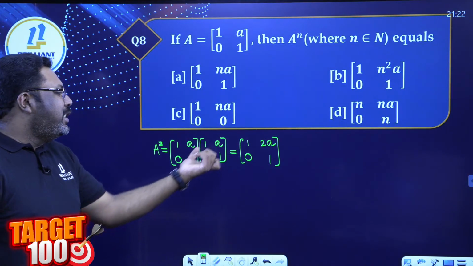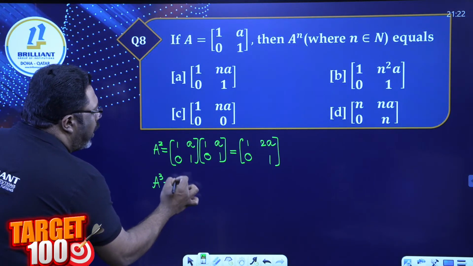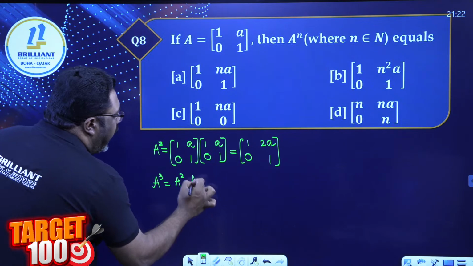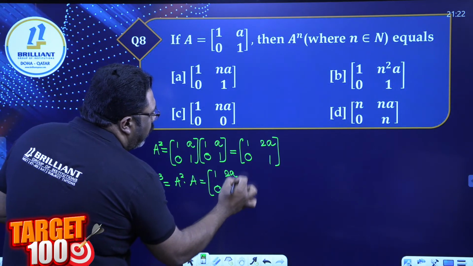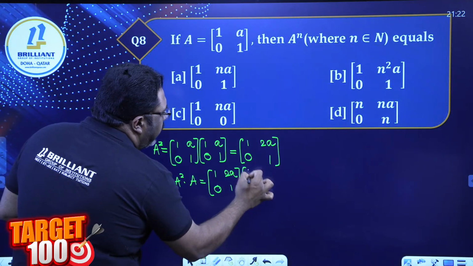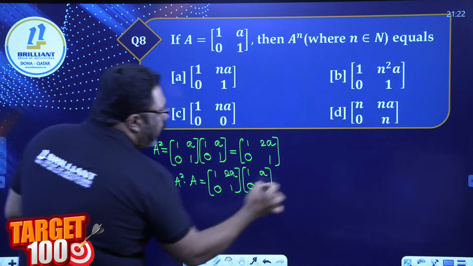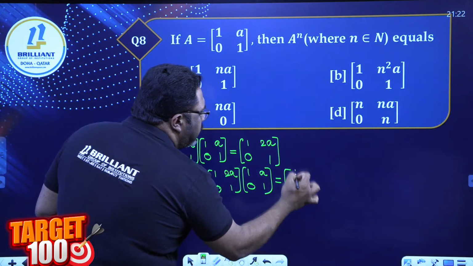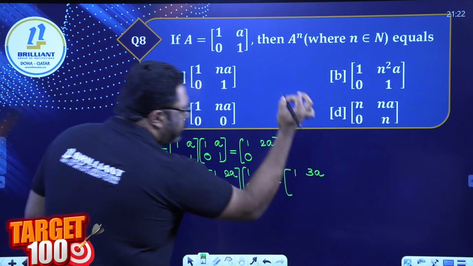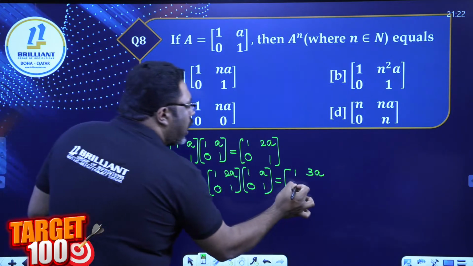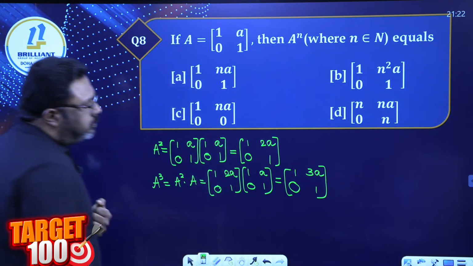We may not be able to generalize anything from this, so I'm going to check with one more. What is going to be A cubed? A squared into A. So 1, 2A, 0, 1 is multiplied with 1, A, 0, 1. Do the same product. You will see the first element is 1, the second element is 3A, the third element is 0, the fourth element is back to 1.